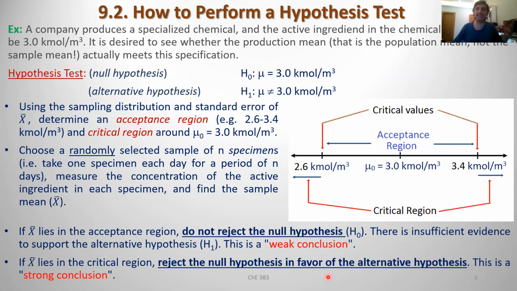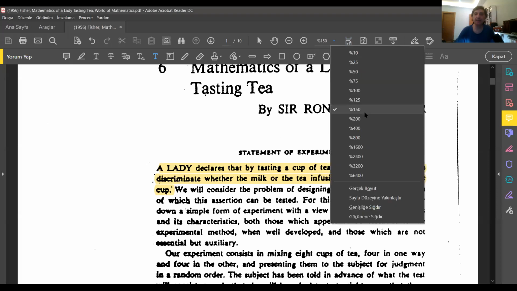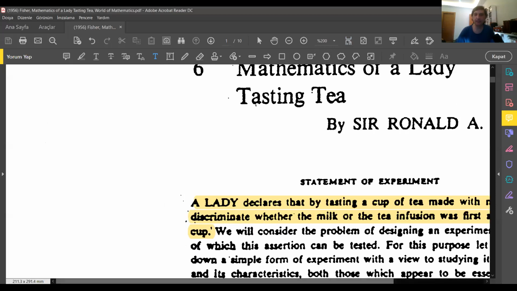So now let's try to combine this weak conclusion, strong conclusion concept with the order of these. Why do we use an equality here and non-equality here? All of them are pretty much connected. So I'll try to explain this on a paper of Ronald Fisher. All right, so let me just make it slightly larger and let's see.